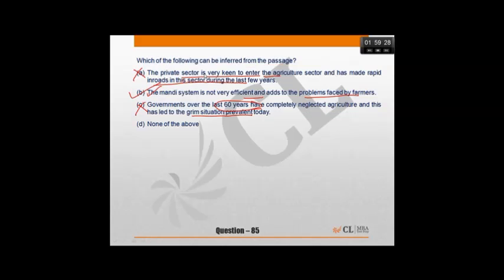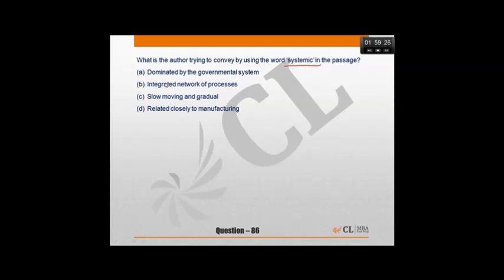I have an understanding of what the word means. Systemic means something which is ingrained into the system per se. So dominated by governmental system, not really. It is an integrated network of processes. That could be the answer. Slow moving and gradual, incorrect. Related closely to manufacturing, again incorrect. It has to be either A or B. So systemic changes are required, that means you have to change the processes. I will go with choice B. Okay, I'm taking a small chance because I have not been able to relocate the word, but that completes the second passage also. And let me go to the last passage, the one on chess.